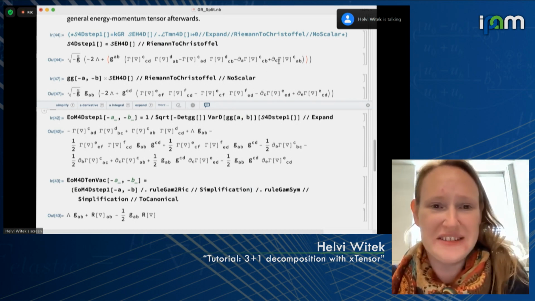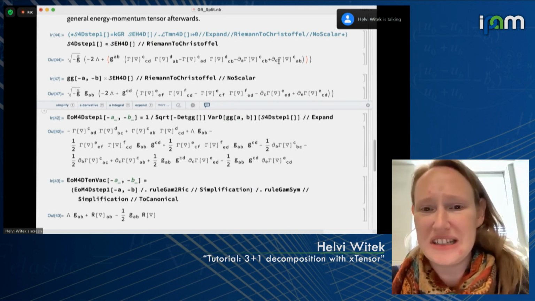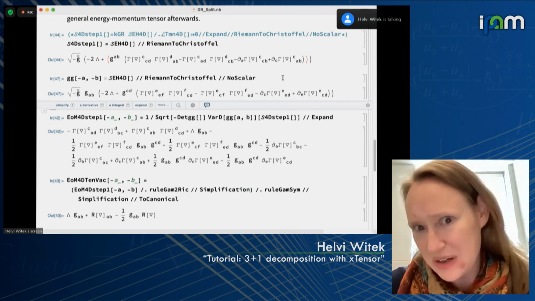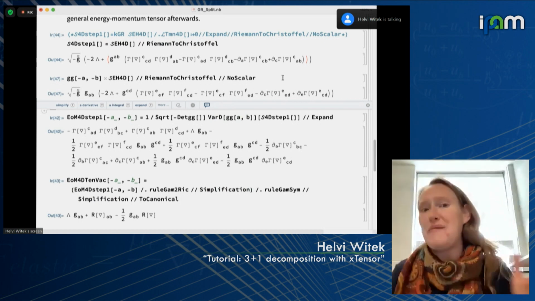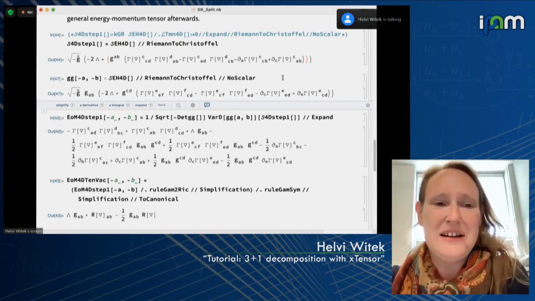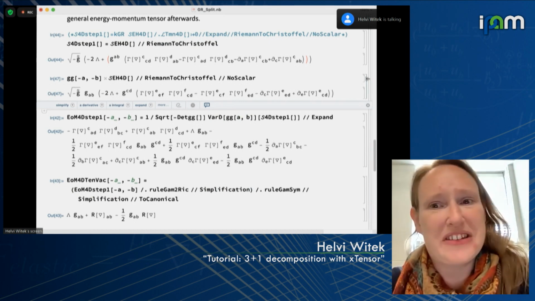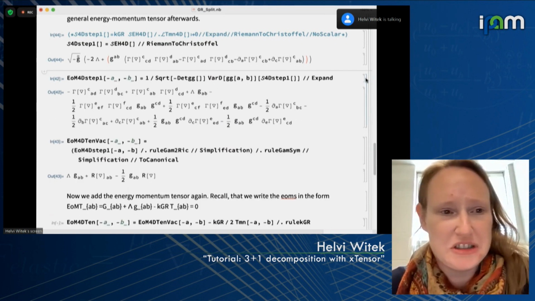Because what I actually wanted to show you was how, once we have the field equations, we actually do the 3+1 decomposition as follow-up on my lecture from Tuesday. So please keep your question until the end, and we can think about this a bit more. Okay, good.